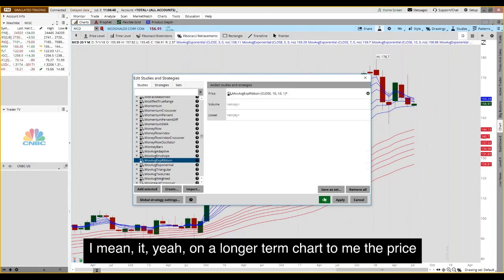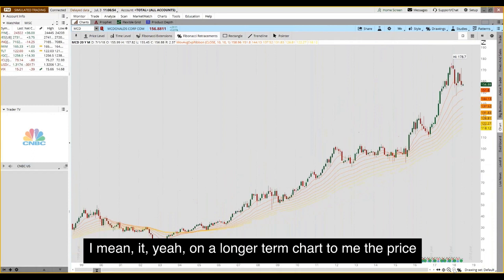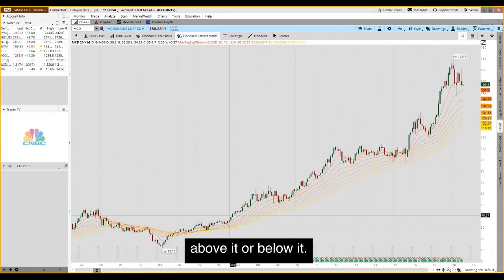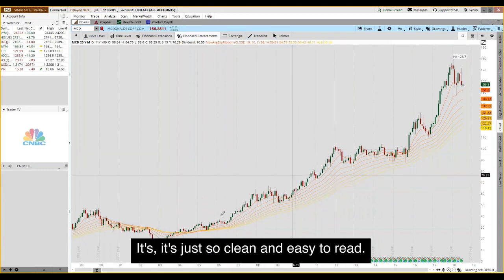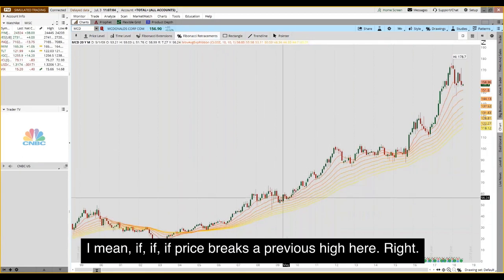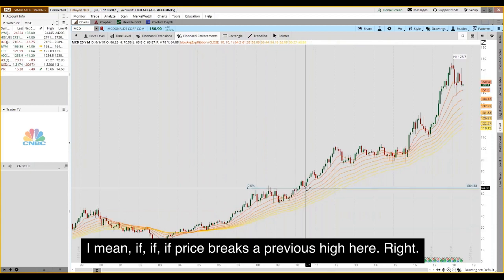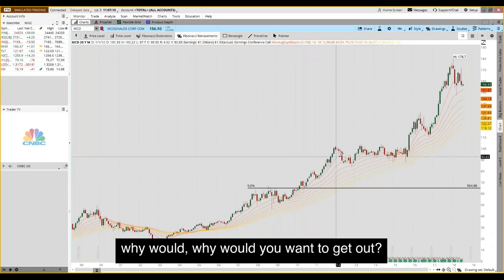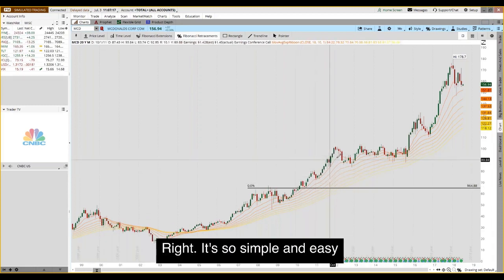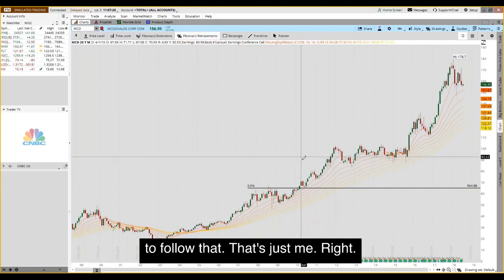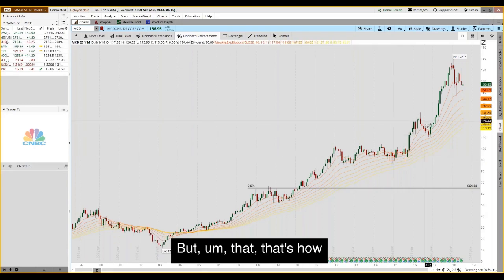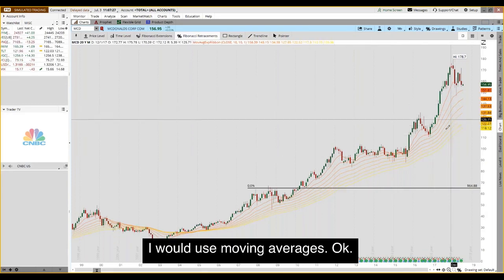I mean, there. On a longer term chart, to me, when price clears the moving averages and trades above it or below it, it's just so clean and easy to read. I mean, if price breaks a previous high here, right, and stays above that shortest moving average, why would you want to get out, right? It's so simple and easy to follow. That's just me, right? It's a personal thing. If it works for you, great. But that's how I would use moving averages.